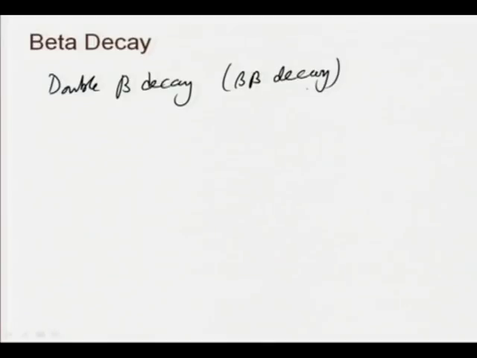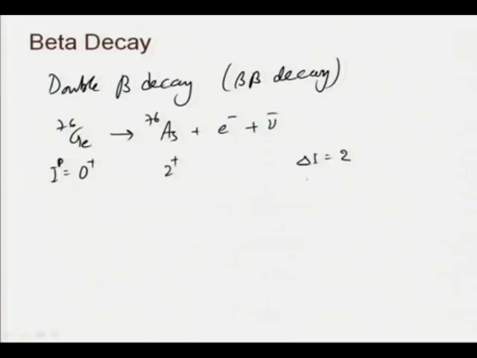Okay. Let us take another example, say germanium 76. It has I P equal to 0 plus, and goes to arsenic 76, let us say, through a beta decay. That is a possibility, meaning if we consider the single beta decay of germanium, then this is what will happen. 2 plus is the I P value of arsenic. So, delta I is equal to 2, no change in parity. Okay.